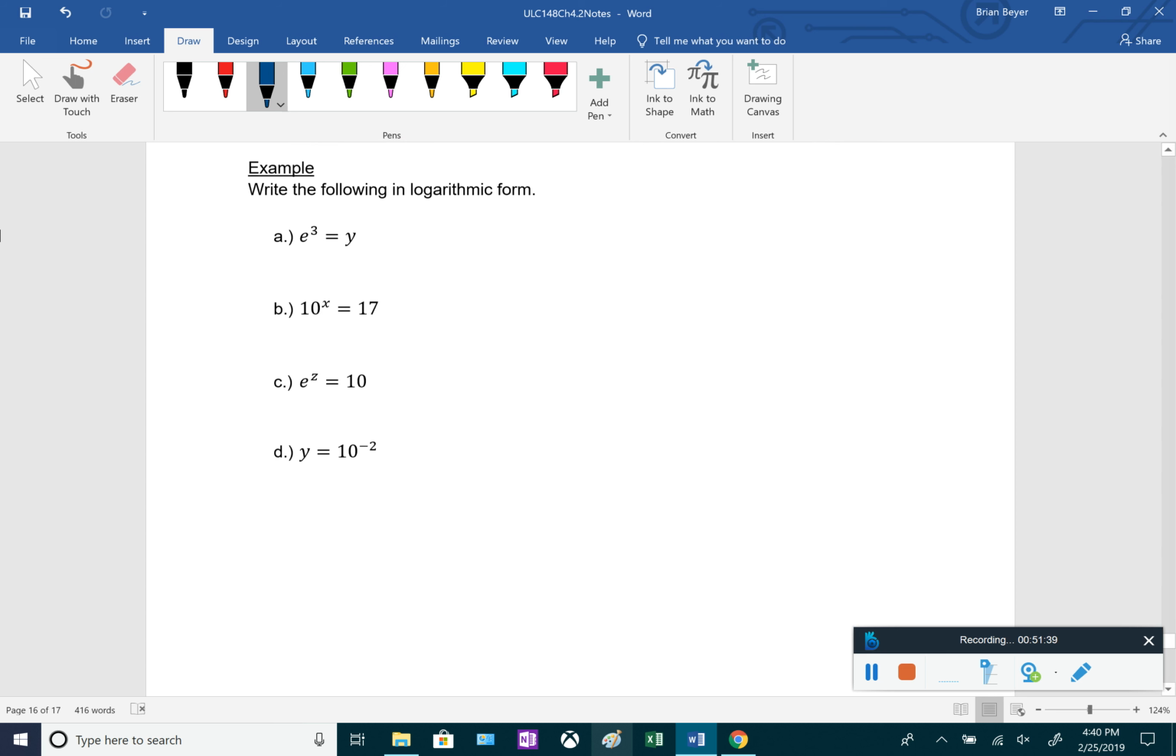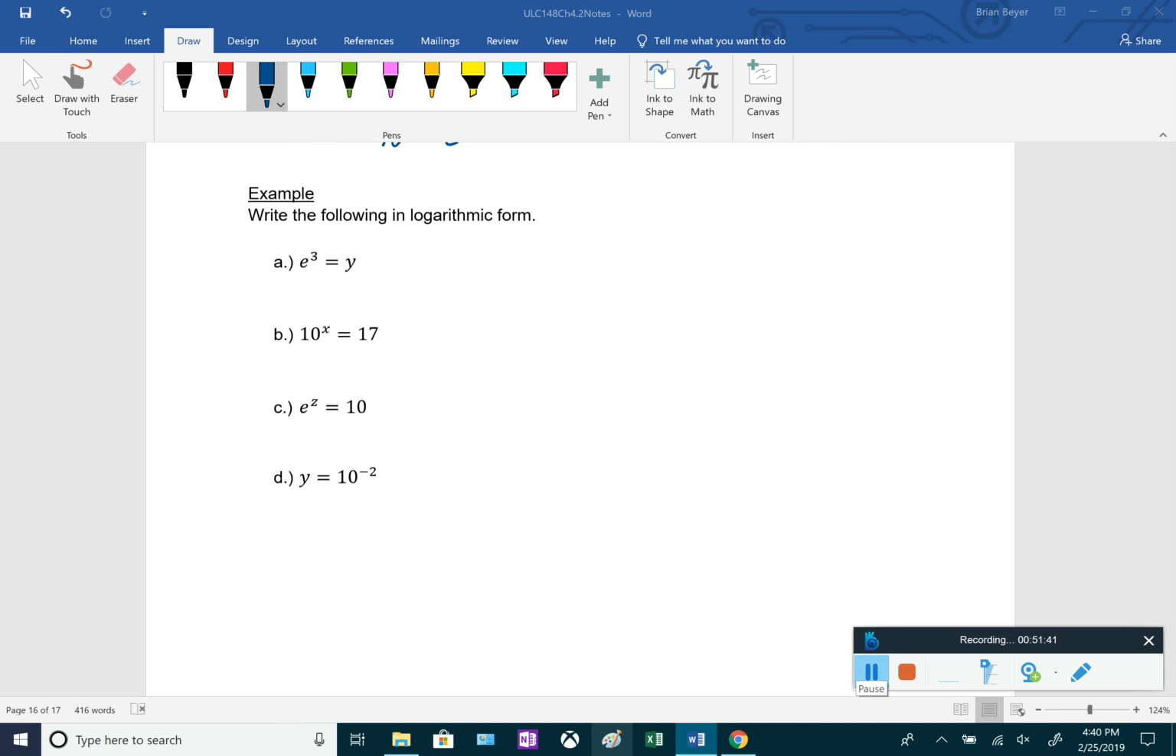Okay, so let's go the other way. So e cubed equals y. So it's going to be the exponent equals something. So this is base e, so it's going to be the natural log of y. So 3 equals ln of y. Next one, 10 to the x equals 17. So this is going to be the exponent equals something once again. And it's going to be log base 10, because it's base 10, of 17. So we didn't have to write the base because it was base 10.